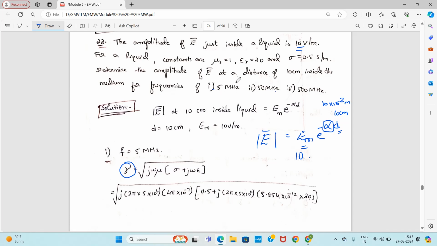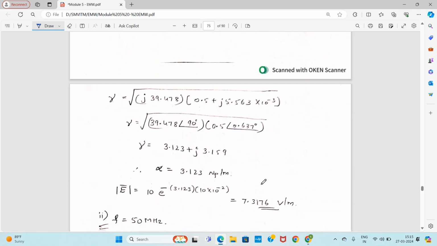First, I will take the frequency as 5 megahertz. I'll simplify this and find out the gamma equation. Once I get the gamma value, compare it with the standard formula, alpha plus j beta. So alpha here is nothing but 3.123. Once I get this alpha, I'll put it in this equation, Pm e power minus alpha d, and I will get the actual amplitude.